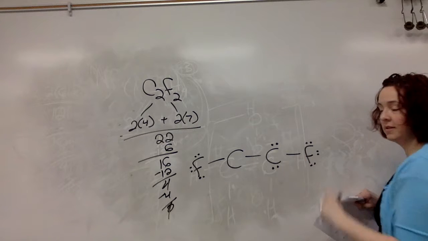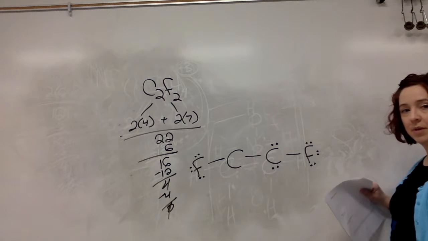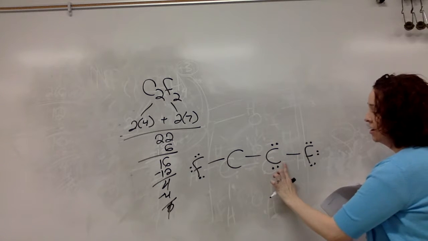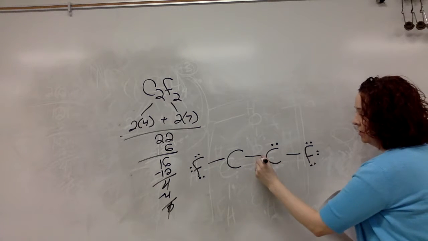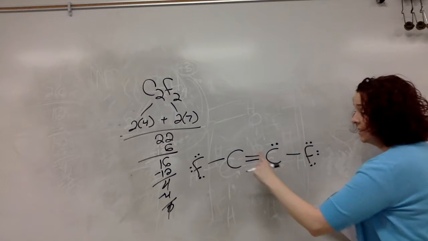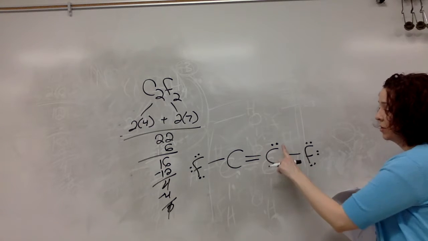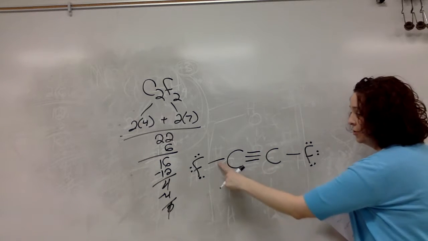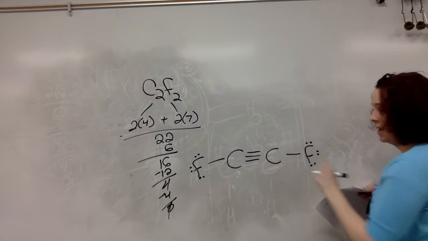2, 4, 6, 8. The other carbon is not happy, so I'm going to take from the carbon. He's the one that's going to share. So we're going to take a pair from the carbon and double bond. The carbon on the left, 2, 4, 6, still is not happy. So we're going to take the other lone pair from carbon and make a triple bond. 2, 4, 6, 8, 2, 4, 6, 8.